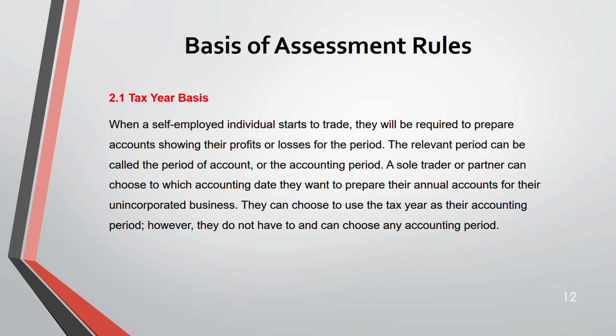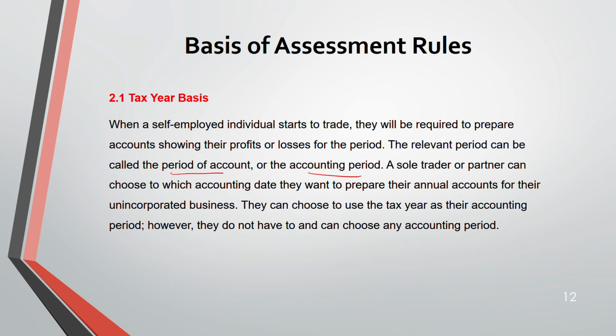When self-employed people start to trade, they are going to prepare accounts for a period of account, or the accounting period. Either it's called period of account or the accounting period. And this accounting period and tax year might not be the same. They might have different year ends, okay?